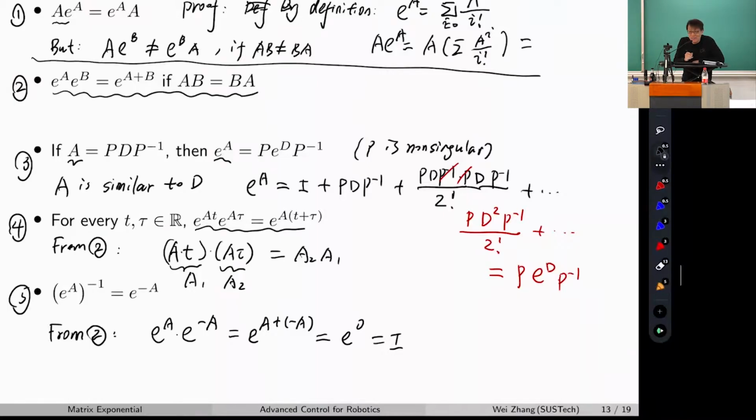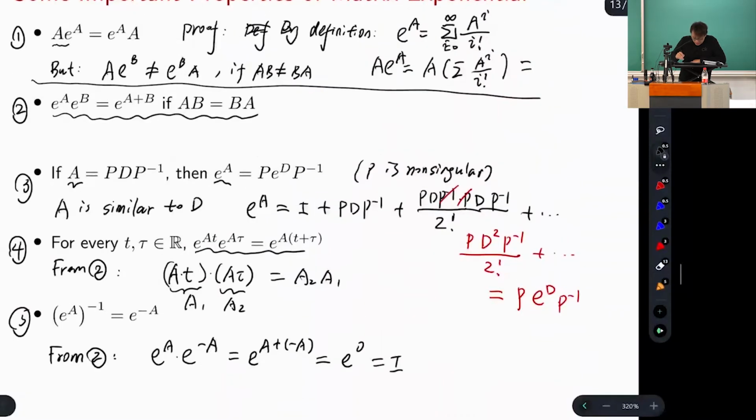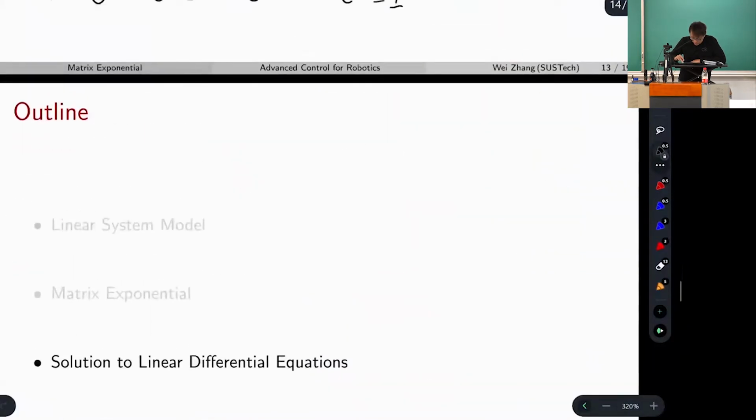Yes? Why? By definition, no. Why is it by definition like that? It's true in the scalar case, but it's different in the matrix case, all right? Let me show that. Next page. Okay, let's show that here.